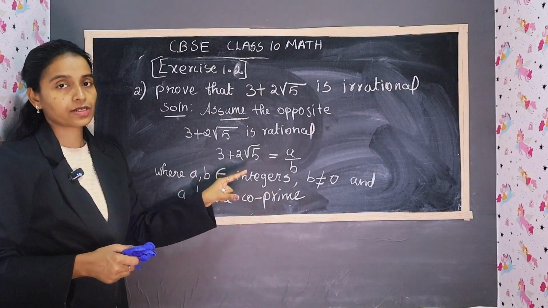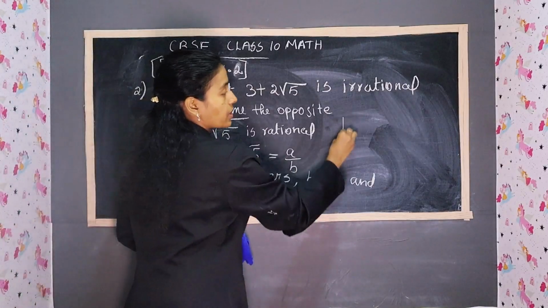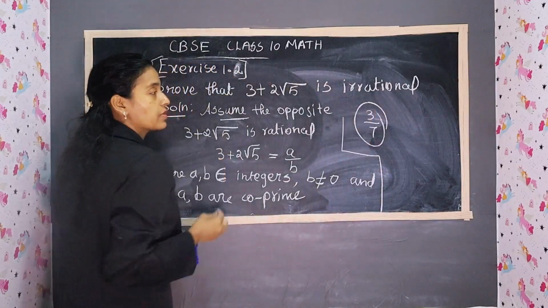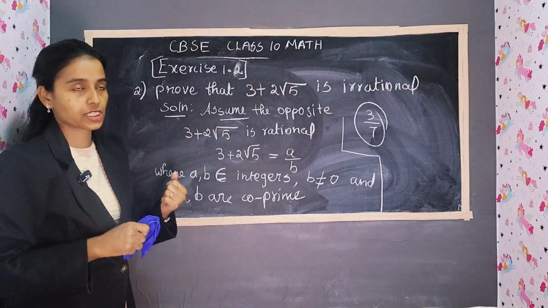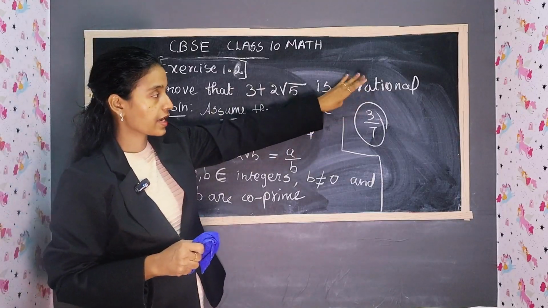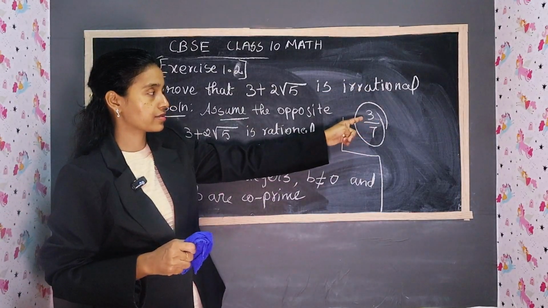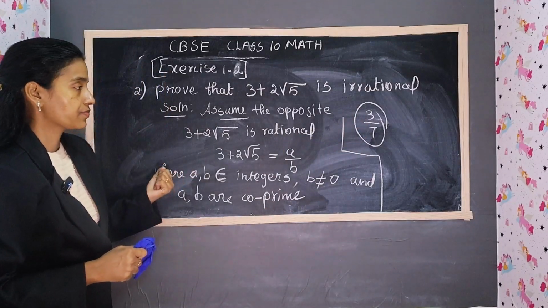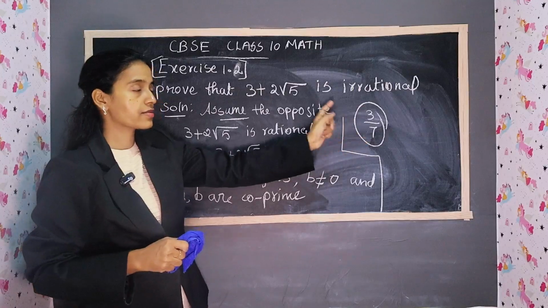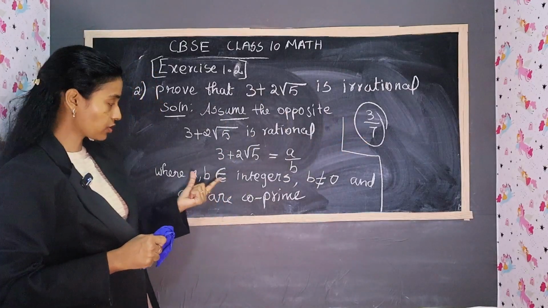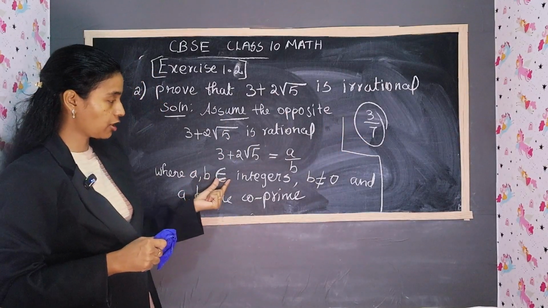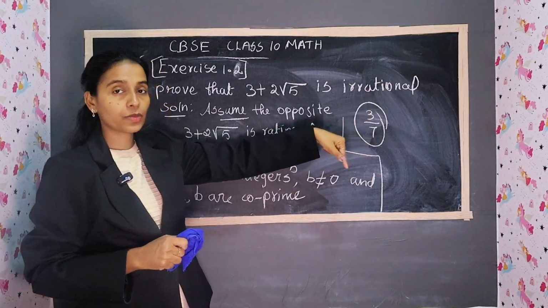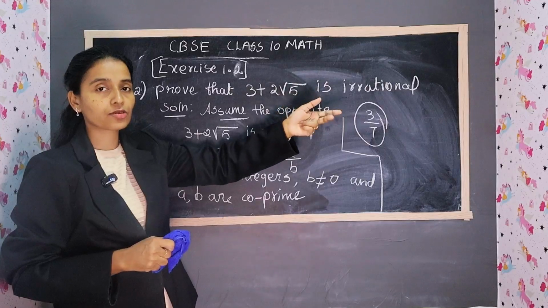If I explain with an example, you will be able to understand. I am taking 3 by 7. This is a rational number. It's in the form of a fraction. The 3 is A and 7 is B. This 3 is one integer and 7 is also an integer, right? That's what I am writing: A and B belong to integers. And since it is a fraction, the denominator should not be 0, right? If it is 0, that's not a fraction.